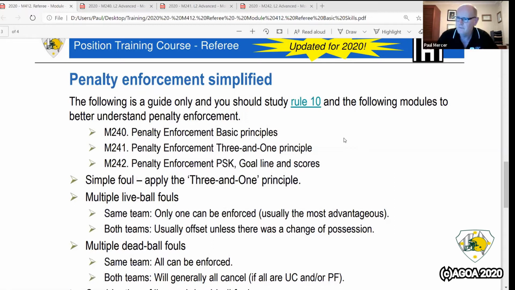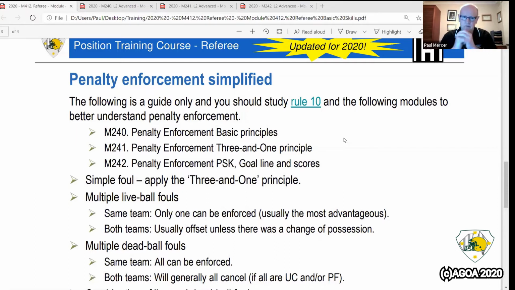And I would encourage every referee to study those 3 particular modules, because hopefully the way we've constructed those slides will help everybody understand the basic principles of penalty enforcement. The 3-in-1 principle, I'm sure many of you have heard of that, and hopefully you all have at least some idea of what it means. And some of the trickier enforcement to do with PSK, or post-scrimmage kick enforcement, to give it its full name. Enforcement for fouls involving the goal line, and enforcement for fouls where scores are concerned.